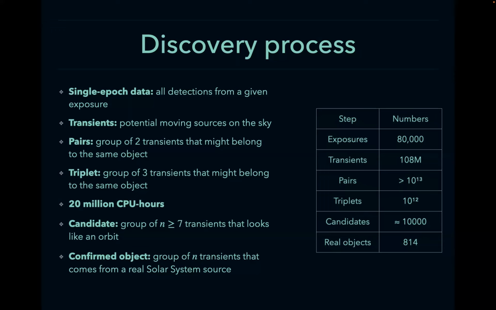Solar system objects require 6 parameters to describe their orbits, so that's why we need 3 detections. Then we throw that into a computer and wait for a few months and spend 20 million CPU hours until we have our set of candidates. In our case, these are things with 7 or more detections that look like a real TNO orbit. And then finally, a confirmed number of objects that we do some further vetting on.